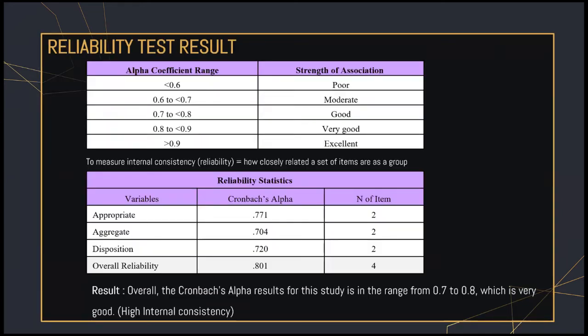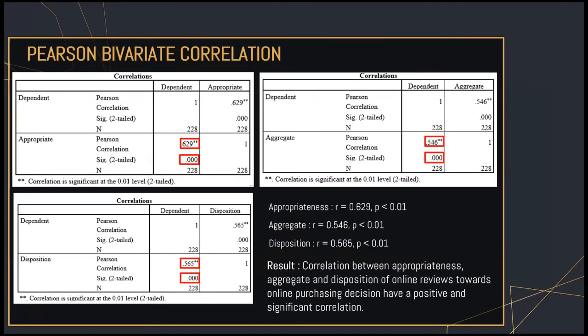We used Cronbach's Alpha to measure the internal consistency of our study, and overall, the Cronbach's Alpha result for our study is in the range of 0.7 to 0.8, which is very good. Now, in terms of Pearson correlation, this is our preliminary test. It can be concluded that there is a correlation between appropriateness, aggregate, and disposition of online reviews and online purchasing decision, and it is a positive and significant correlation. This means that when the appropriateness, aggregate, and disposition of online reviews increase, the impact on online purchasing decision increases as well.